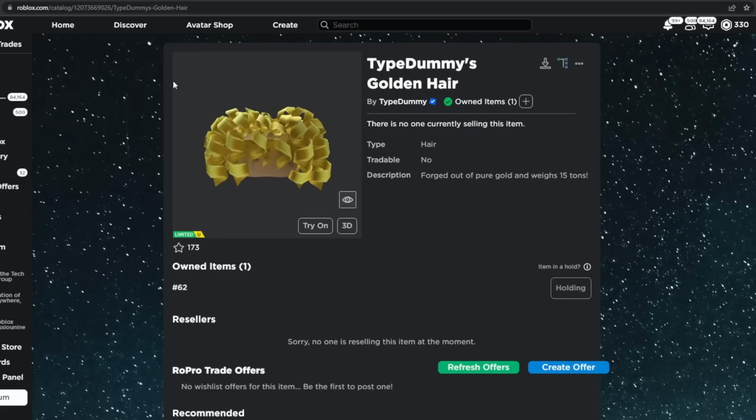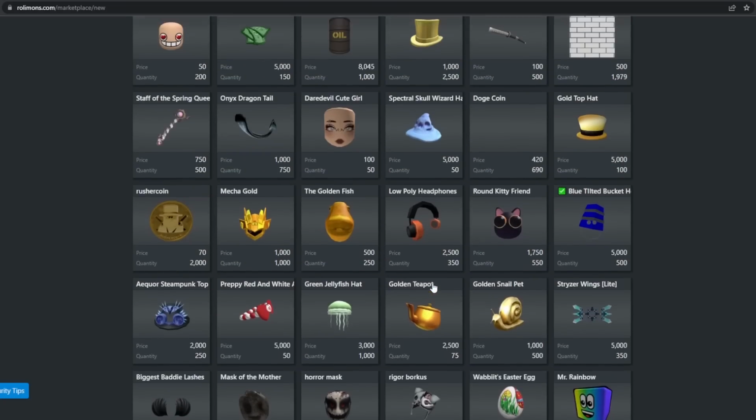and I actually bought one of them. This was the first one to be announced. It was the Type Dummies Golden Hair, and this was for 5,000. It did sell out, and now it's in that holding period. That is just like the other three Limited 2.0s that we saw, which I guess the Limited 2.0s are now seen as testing items, and they use test items like the test hat and stuff. So I guess those were tests of UGC Limiteds, and yeah, it's official. These things are now out.